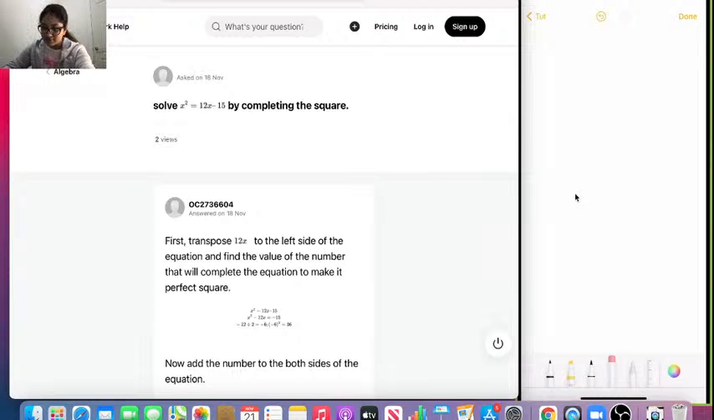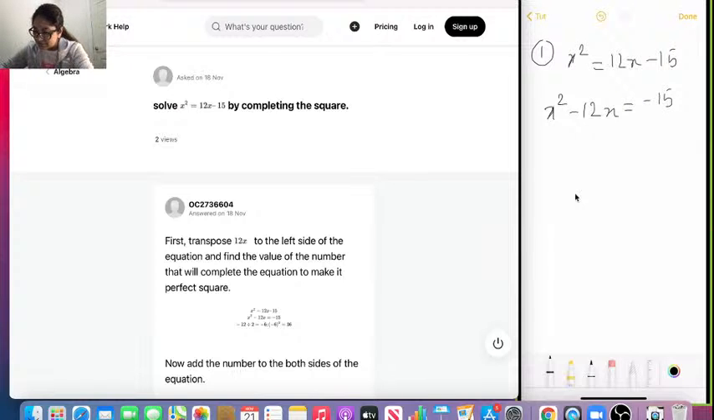So the first question here says, solve x squared equals 12x minus 15 by completing the square. So what we want to do first is bring everything to one side. The easiest thing would be to bring the 12x to where the x squared is. So I'm going to write x squared minus 12x, because this is positive, and to bring it to the other side it becomes negative, and this is going to be negative 15.